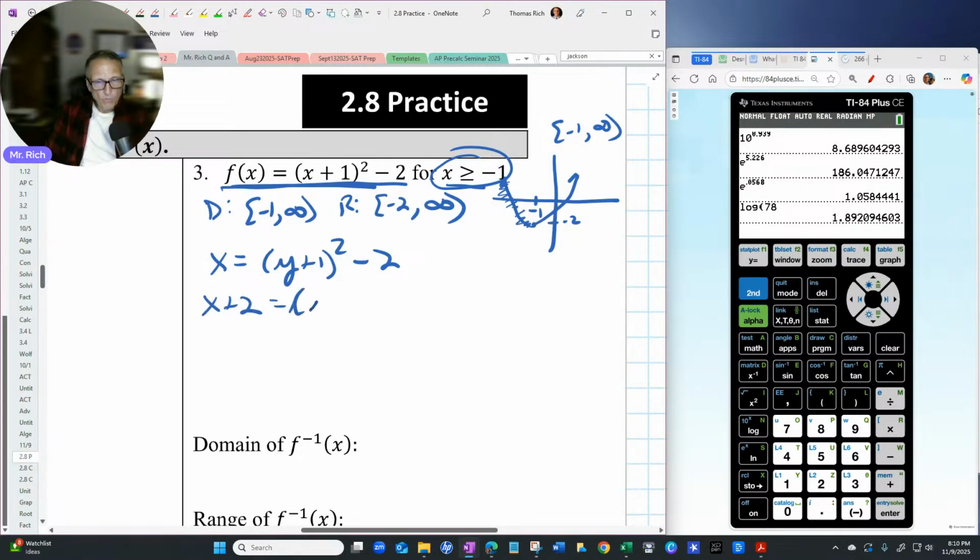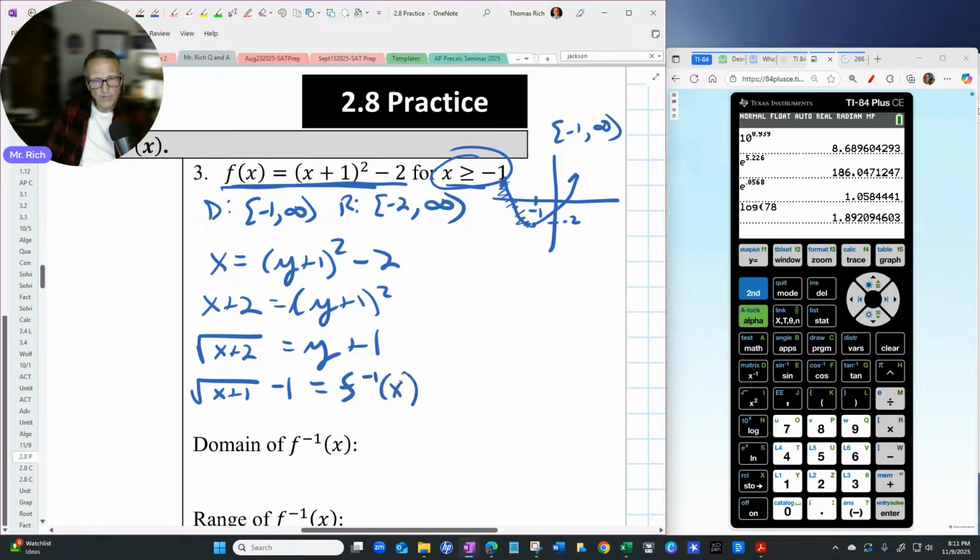That'll give me y plus 1 squared. And then we're going to square root both sides to get rid of that square. So we now have the square root of x plus 2 is equal to y plus 1. Lastly, we can subtract the 1 over here, and then that's going to become the inverse function right here. So this is the inverse function of this function.